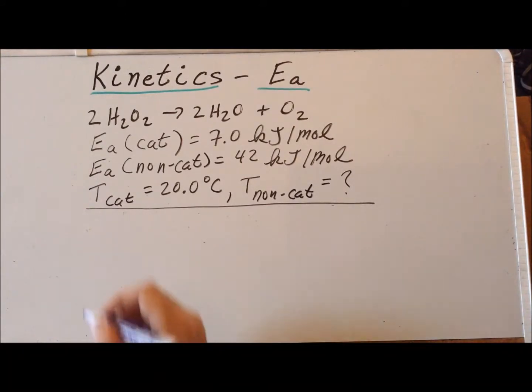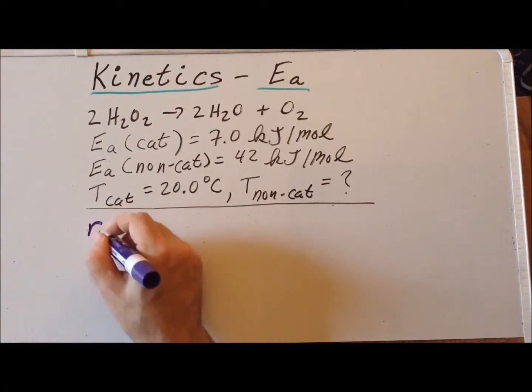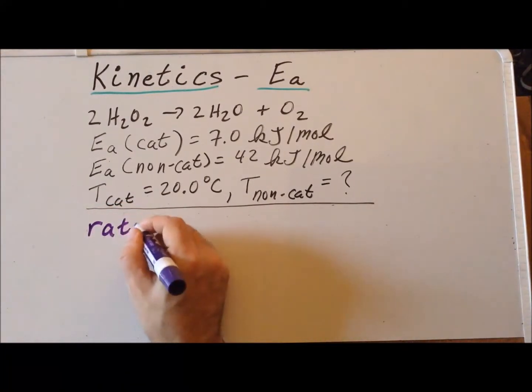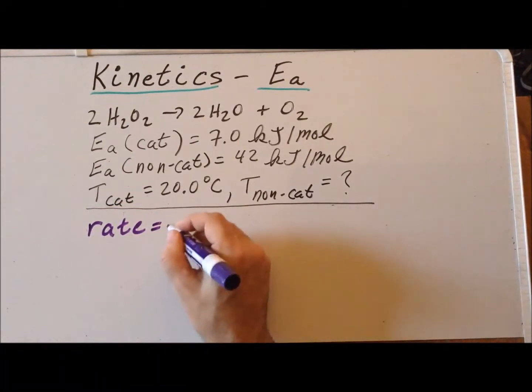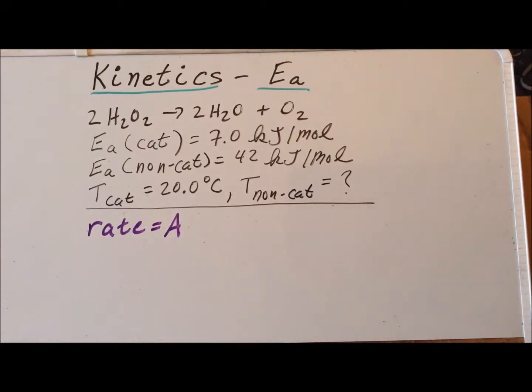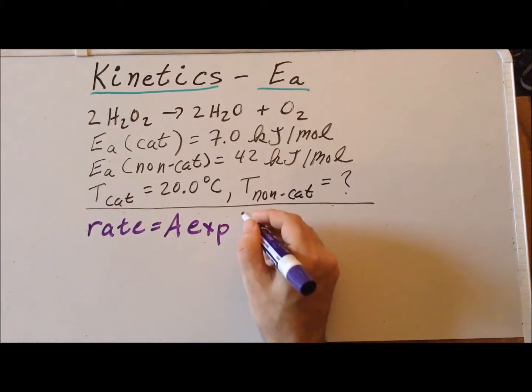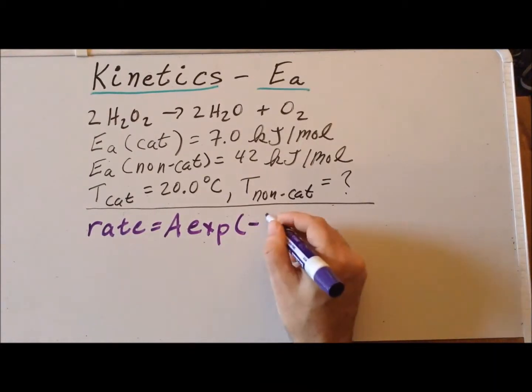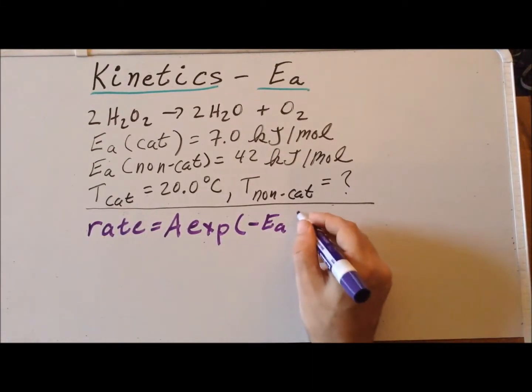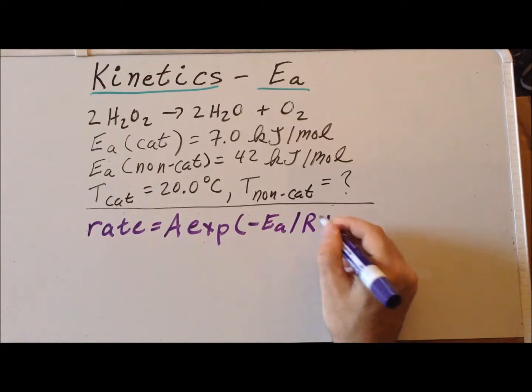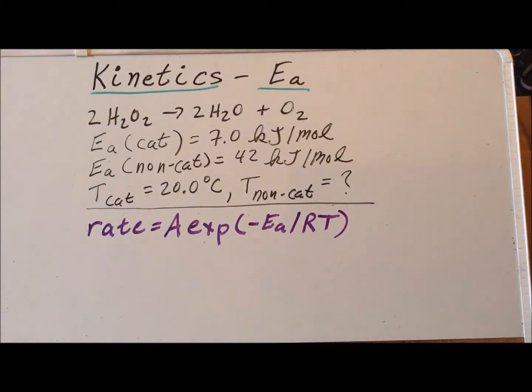Recall that the Arrhenius equation tells us that the rate of a chemical reaction is equal to A, the pre-exponential factor, times an exponential, which is minus the energy of activation, divided by R times T, where R is the gas constant and T is the thermodynamic temperature.